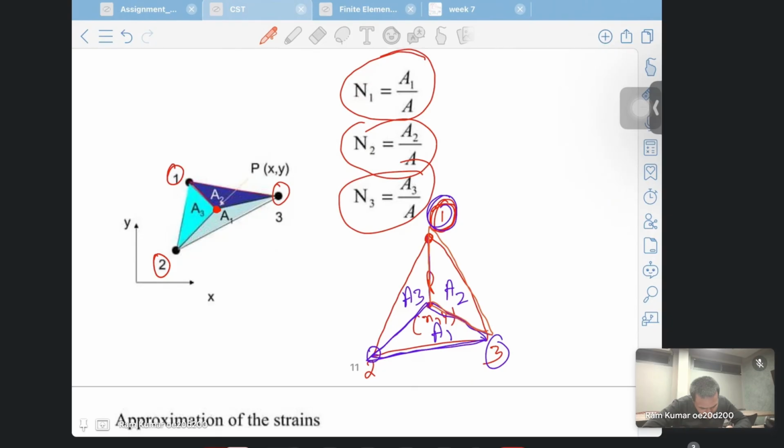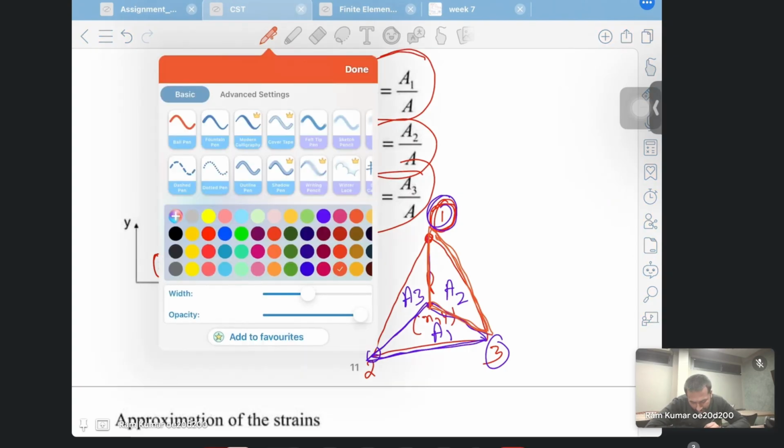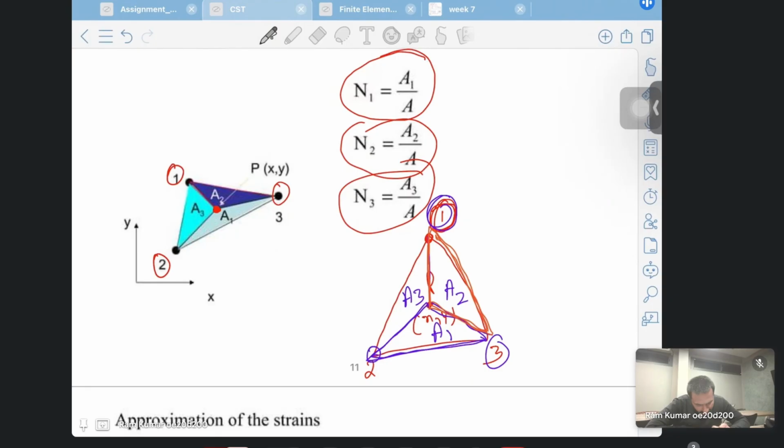The point P is known as CG, the centroid. And what is the area of A3? The area of this triangle will be A3. So if you know all the coordinates and the centroid, simply N1 will be A1 by A, where A is the total area of this triangle. So N1 equals A1 by A, N2 equals A2 by A, N3 equals A3 by A.